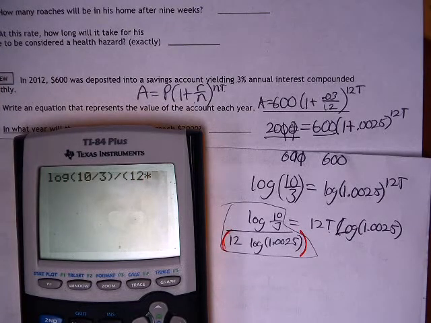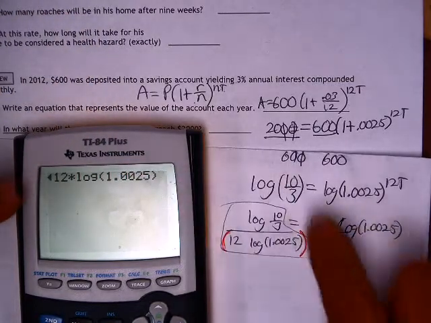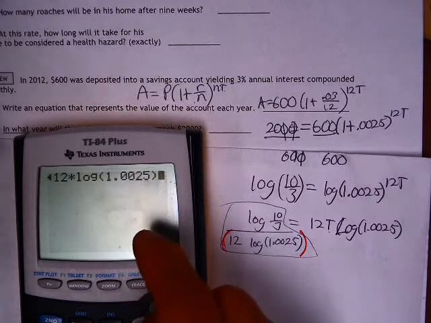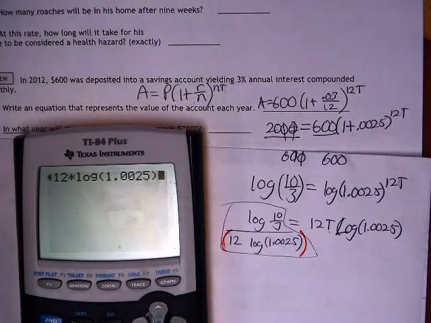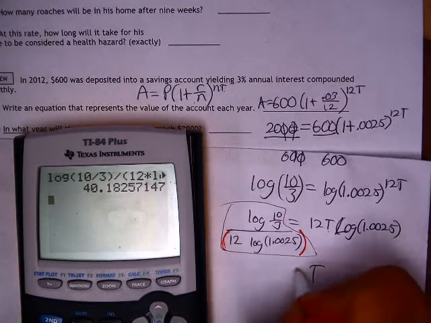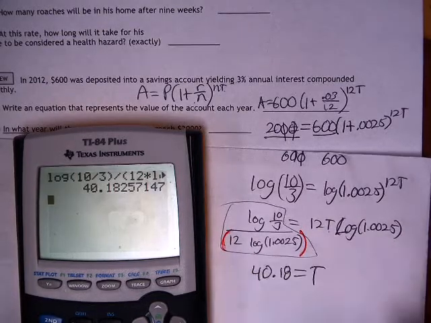So divided by, and then open parentheses, and now I can do 12 times the log of 1.0025. This parentheses closes the log. The next parentheses is the red parentheses here. On the yellow calculators, the TI-84s, you don't have to close the parentheses. And you hit enter, and we get 40.182. So the time is equal to 40.18 years.